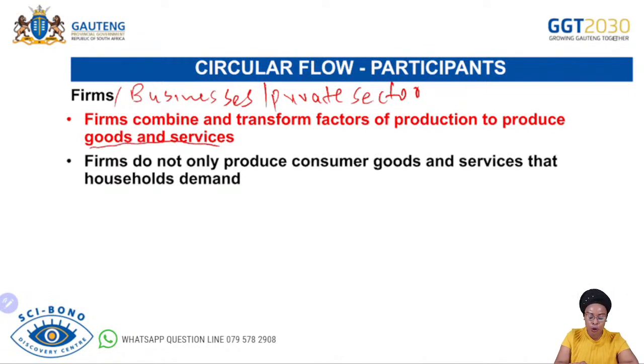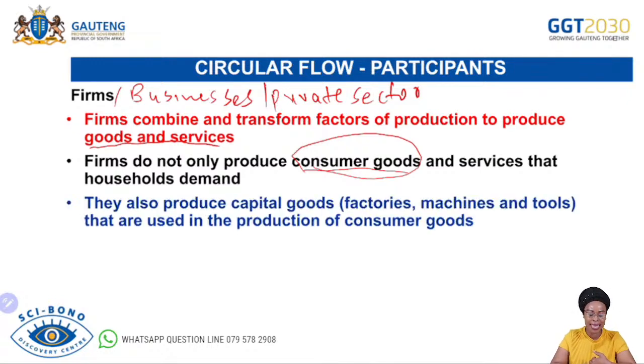Firms do not only produce consumer goods. Remember, what is a consumer good? These are the goods that consumers can buy. They can include food, they can include furniture. So households buy consumer goods from the firms. So firms do not only produce consumer goods for households, they also produce capital goods.